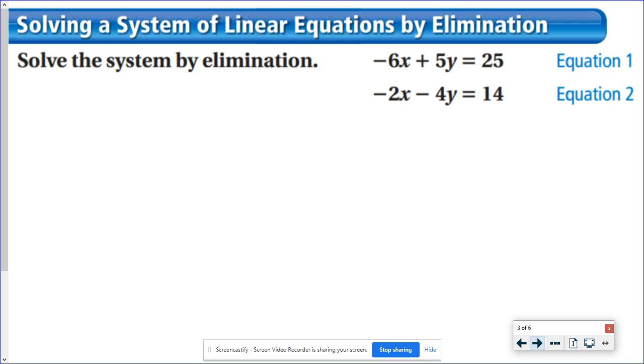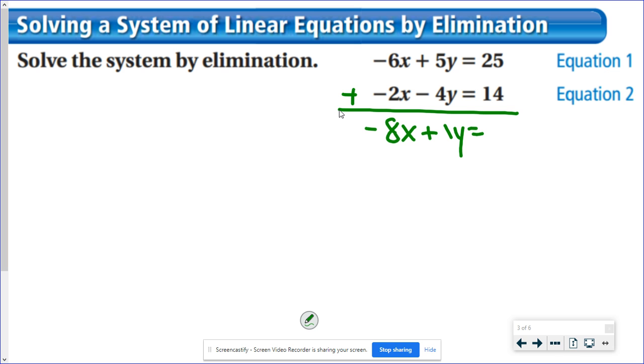In this problem, I want to solve the system by elimination. I want you to notice if I would just add these two equations together, by the way, don't write this down because this is going to be totally wrong. If I would just add these two equations together exactly the way they are, negative 6x plus negative 2x is going to be negative 8x, positive 5y and negative 4y, well, that's going to be plus 1y equals 25 plus 14 is going to be 39. Some students want to do that automatically because that's what we were doing in the last lesson. However, nothing was eliminated. Nothing goes away when I add these two equations together.